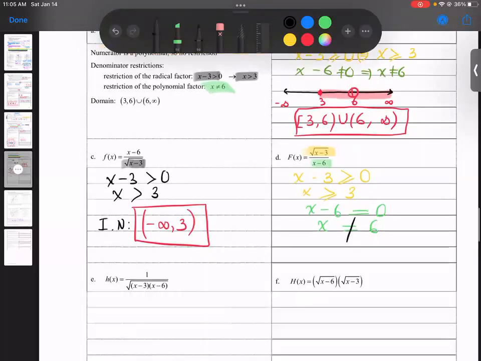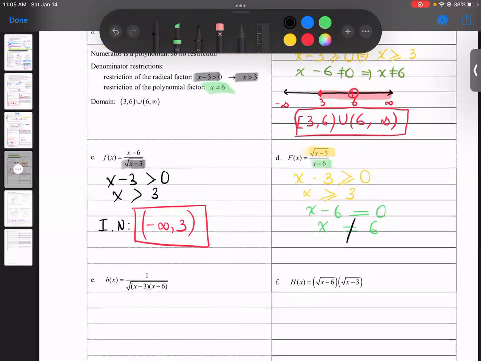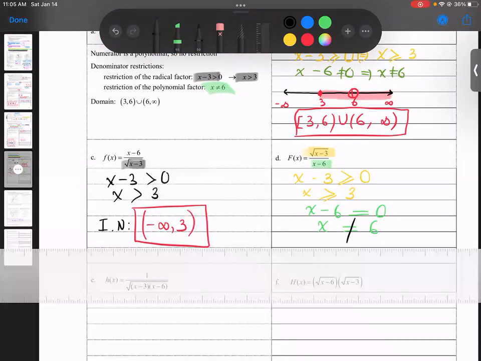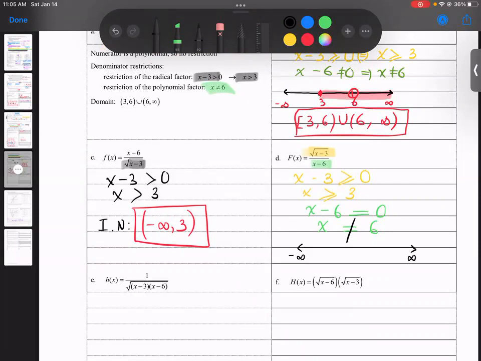Okay. So how do I represent this in interval notation? If you cannot think it in your head, draw it out. Right? You draw it out. Negative infinity, positive infinity. I have two values here. I have 3 and 6. Right.